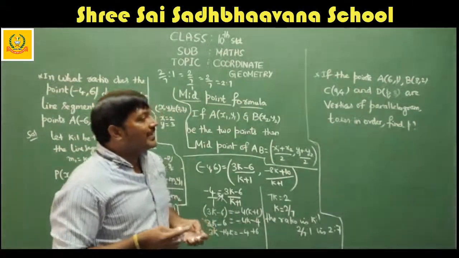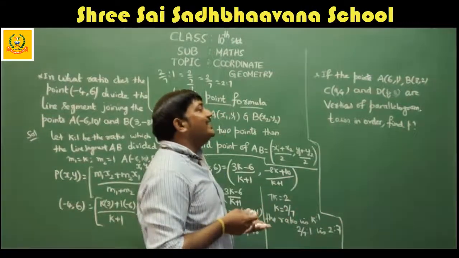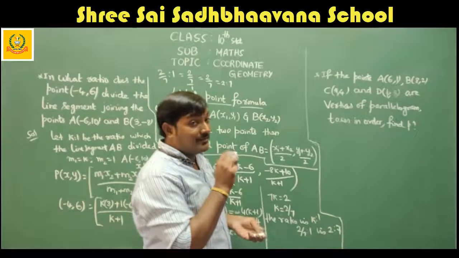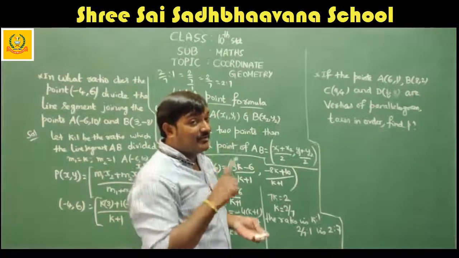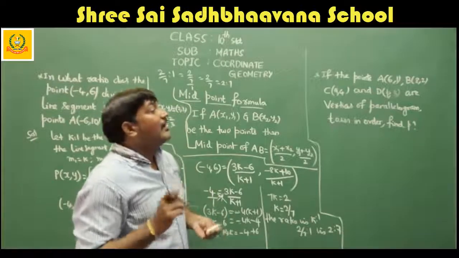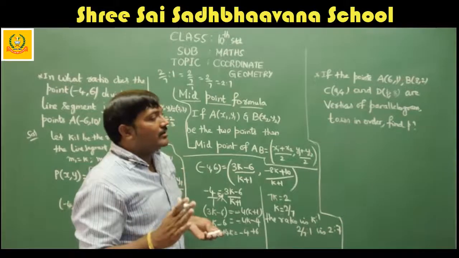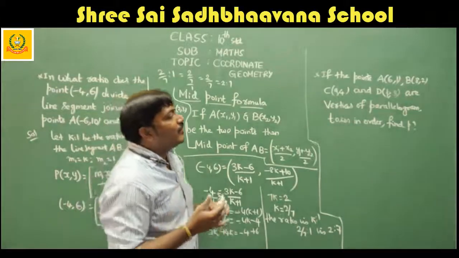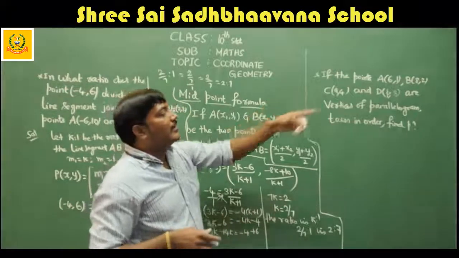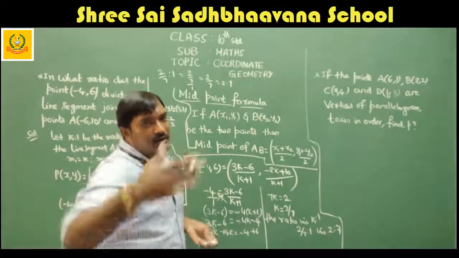If the points A (6, 1), B (8, 2), C (9, 4) and D (P, 3). Listen here. Remember (P, 3). They didn't give any number there. They have written the alphabet P. Are the vertices of a parallelogram taken in order? It means taken in order in the sense what? You should take A, B, C, D. Don't take A as (6, 1) and B as (9, 4). You should not take that. That is the meaning of that. You should go in an order.